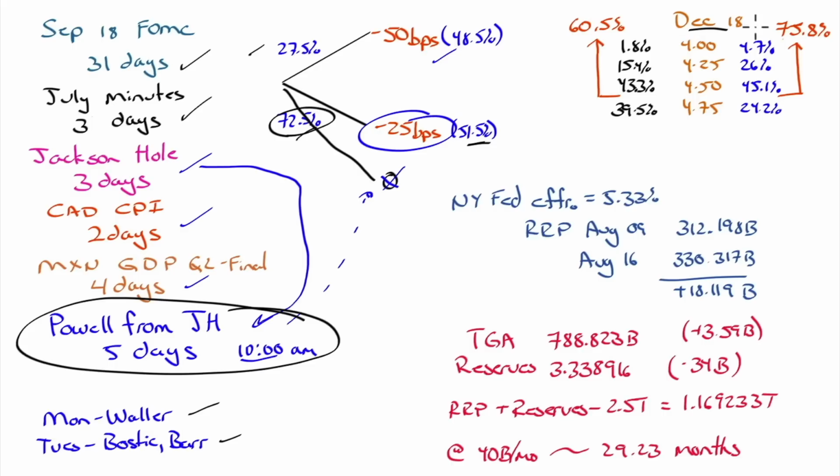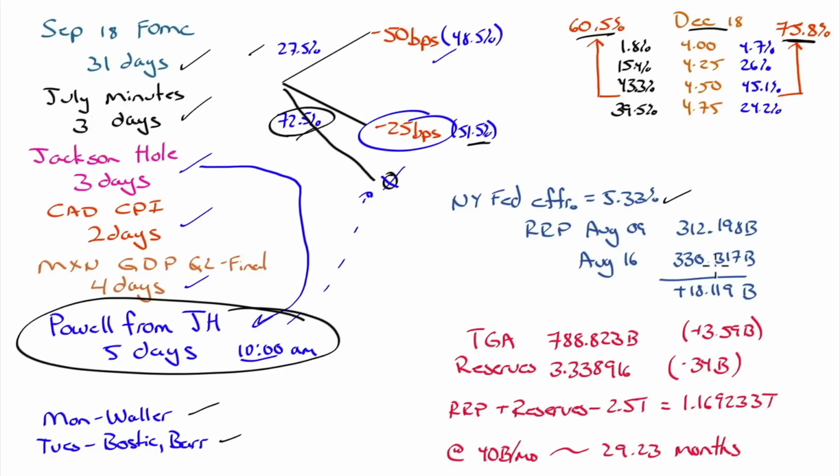Going out to December, for more than 3 rate cuts. Last week was almost 76% probability of more than 3. Now we're down to 60% for more than 3. The effective federal funds rate unchanged. It's not going to be changed till the Fed actually does something.